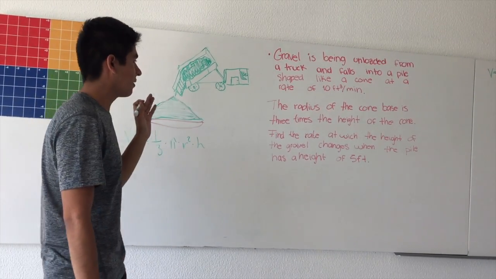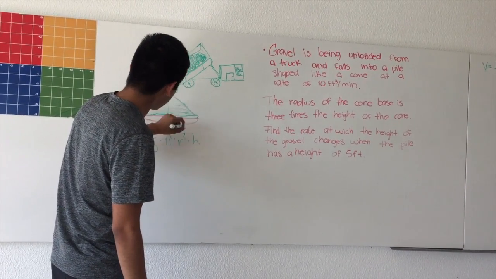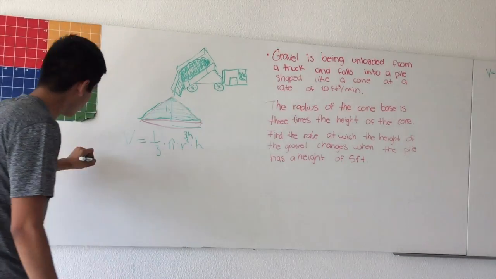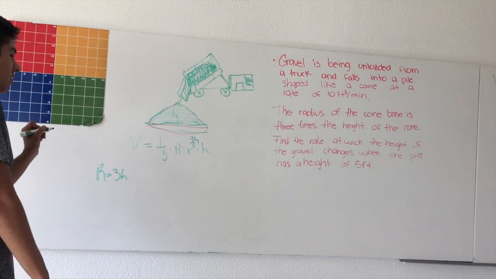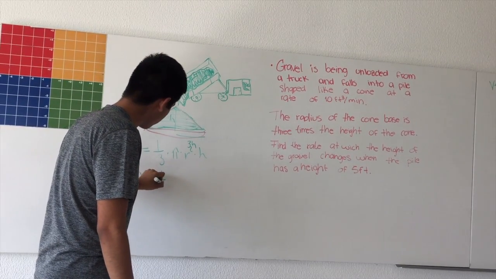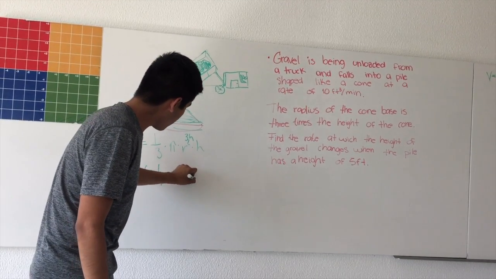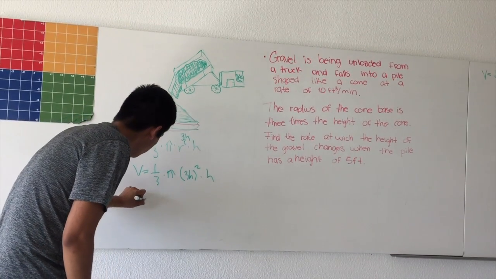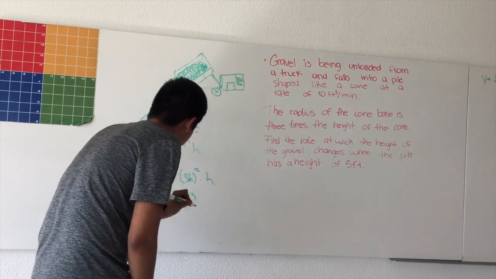So the problem says that the radius of the cone is 3 times the height of the cone. So if we have the height, the radius is going to be 3 times the height. So radius is equal to 3h. Then we substitute this into the formula, and we get volume is equal to 1/3 times pi times, as it is squared, 3h squared times h, and we have volume of 1/3 times pi times 9h cubed.